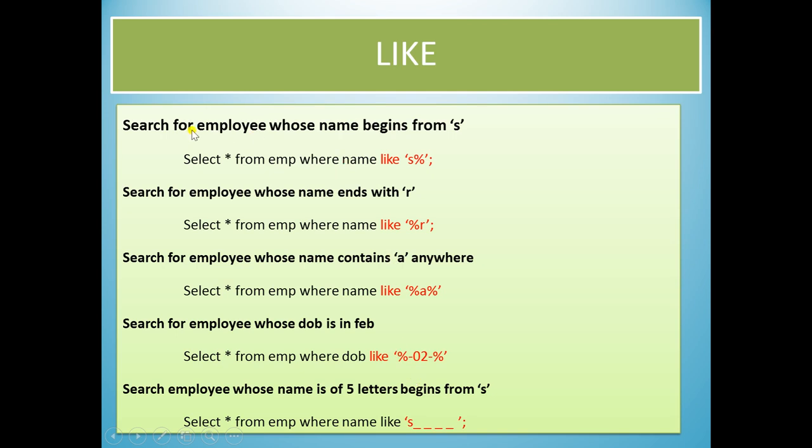Now see the examples. If you want to search for an employee whose name begins with S, then you will write LIKE 'S%'. Now ends with R, then '%R'. If you want to search for an employee whose name contains A anywhere, then you have to use '%A%'. Search for an employee whose DOB is in Feb, then LIKE '%-02-%'. Now for an employee whose name is 5 letters beginning with S, you have to use the underscore. Okay, S then 4 times underscore.